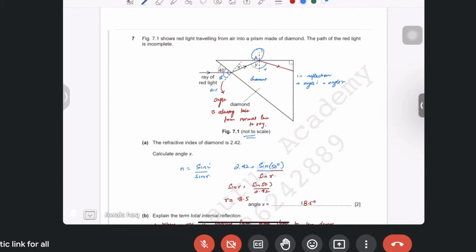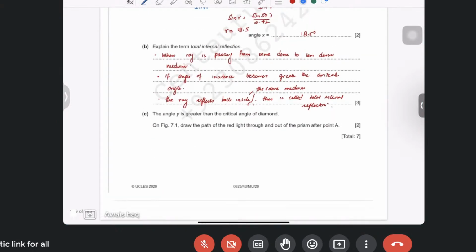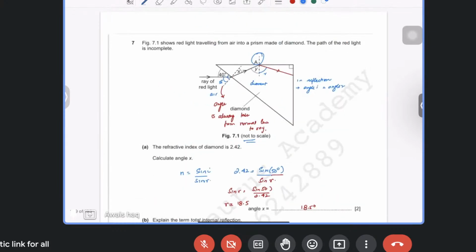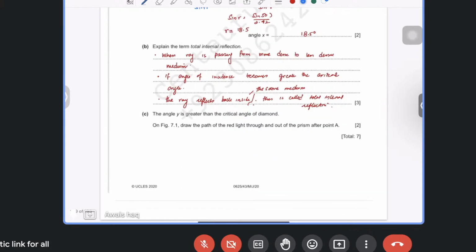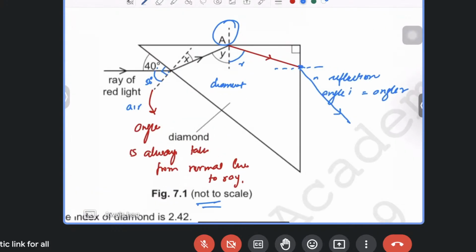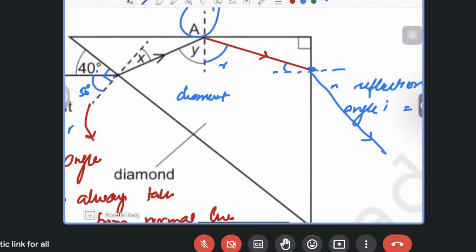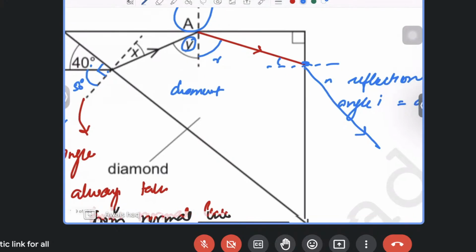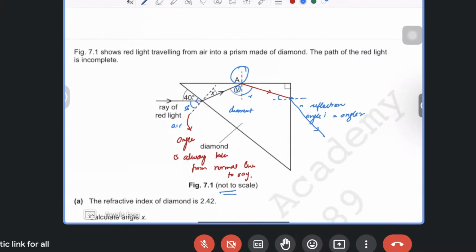The question asks, draw the path of red light through and out. So you can just take it out like this. You have to draw a normal line and then bend it away from the normal, a bit away, because it would go out. The reason is that if you see this angle is much less than this, it is quite possible that it is just normal refraction afterwards.